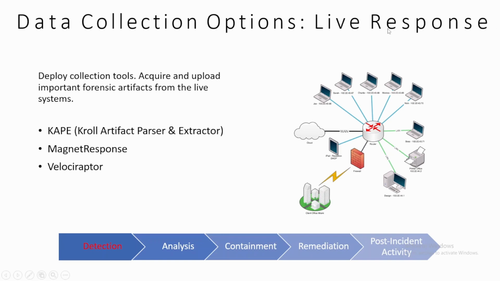So in a typical case, when you are in a situation of an attack, you need to deploy some collection tools and acquire and upload the important forensic artifacts from the live systems. And some of the best tools out there that you can use for free are as follows. As per my recommendation, we have KAPE, the Kroll Artifact Parser and Extractor. We have Magnet Forensics and Velociraptor. And I'll be doing some hands-on videos showcasing Velociraptor and KAPE, how you can use them to triage and respond quickly to incidents in Windows.